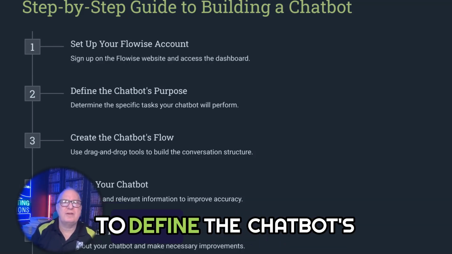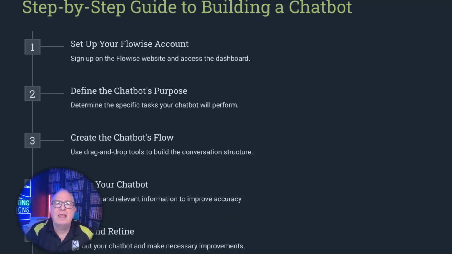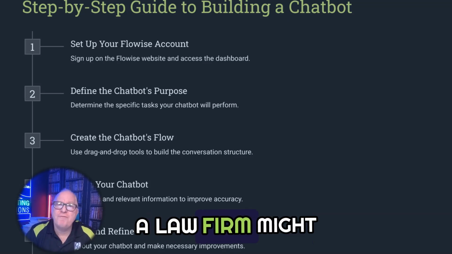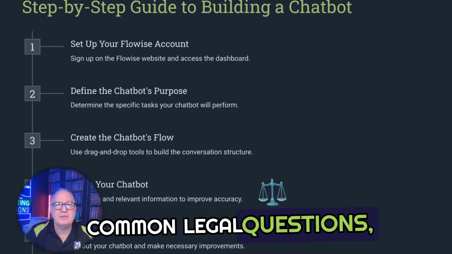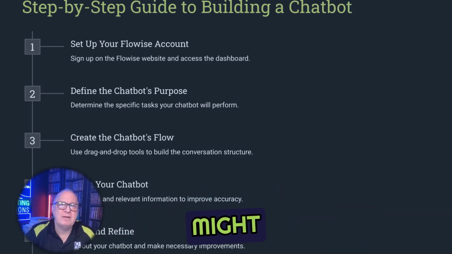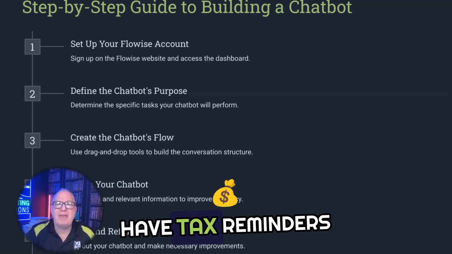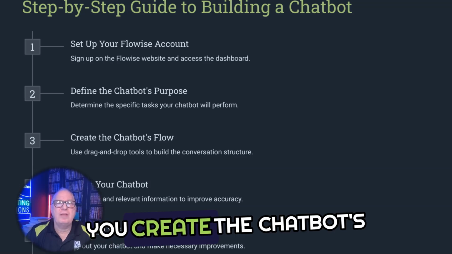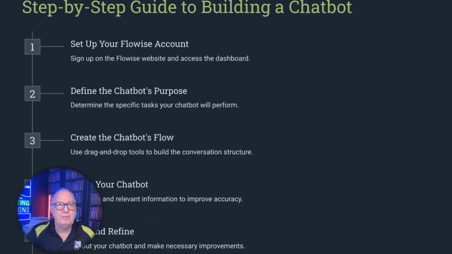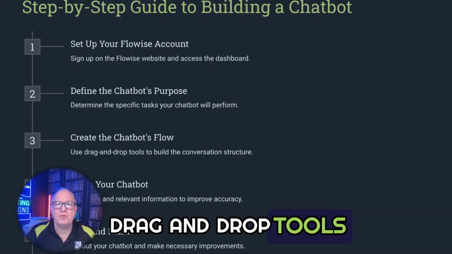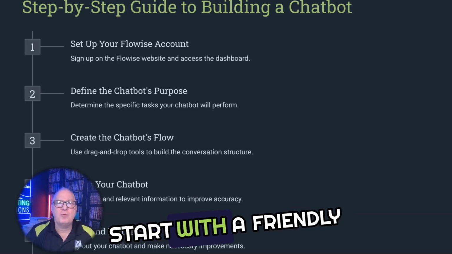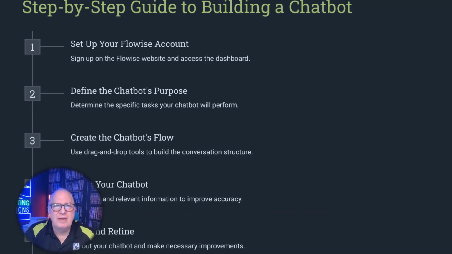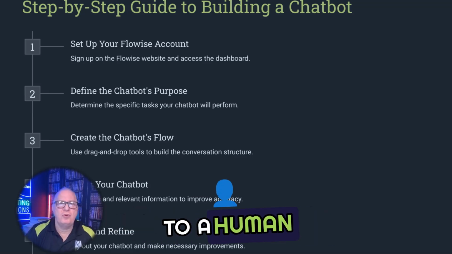Step 2, you want to define the chatbot's purpose. Think about what you want the chatbot to do. A law firm might use it to answer common legal questions, and an accounting firm might use it for tax reminders. And then step 3, you create the chatbot's flow. So you use Flowise drag and drop tools to build your bot. Start with a friendly welcome message, add steps to answer common questions, and make sure it can send harder questions to a human.